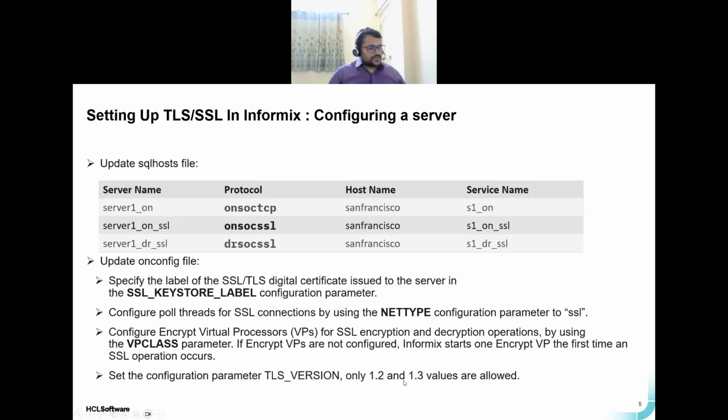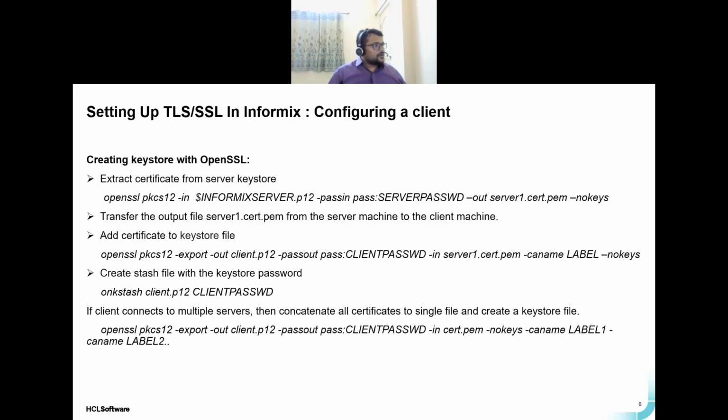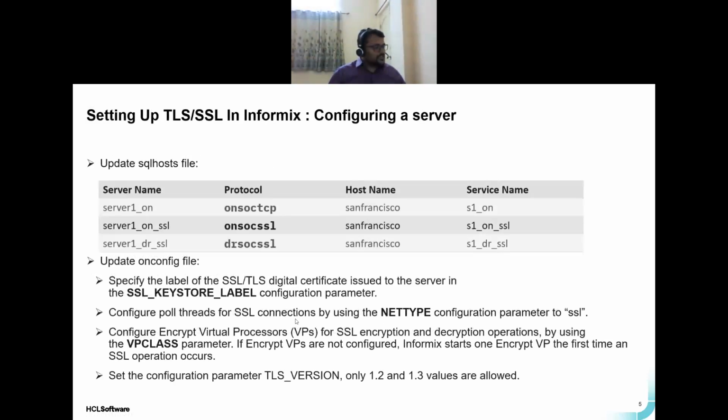If we mention only 1.3, it will use only the 1.3 TLS version. If we mention 1.2, 1.3, then based on the client, it will use version 1.2 or 1.3. After setting up all this, after creating the key store, updating the SQL host file and updating the onconfig file, start the server with oninit. Then the server starts listening for SSL connections.